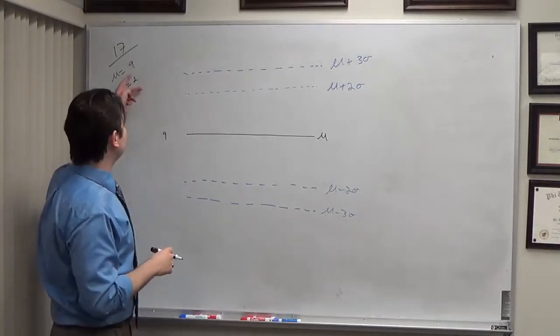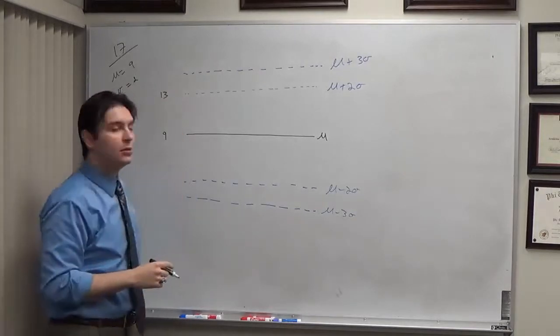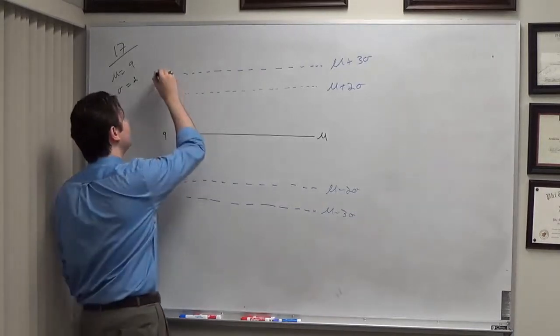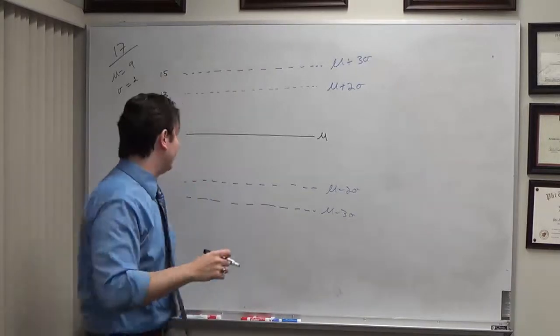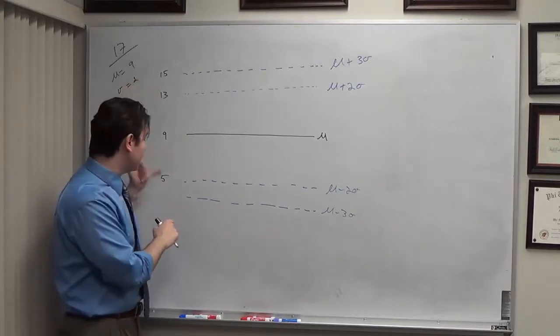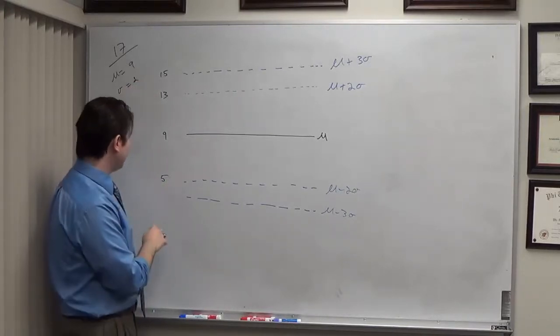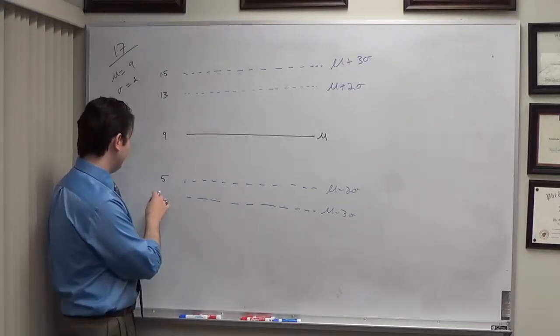2 pieces up is 9, 10, 11, 12, 13. 1 more up is 15. 2 down is going to be 9 minus 4, which left me with 5. This was that 5 to 13 range we discussed. 2 fewer, 5 minus the sigma, for me to have a mu minus 3 sigma, is going to give me 5, 4, 3.